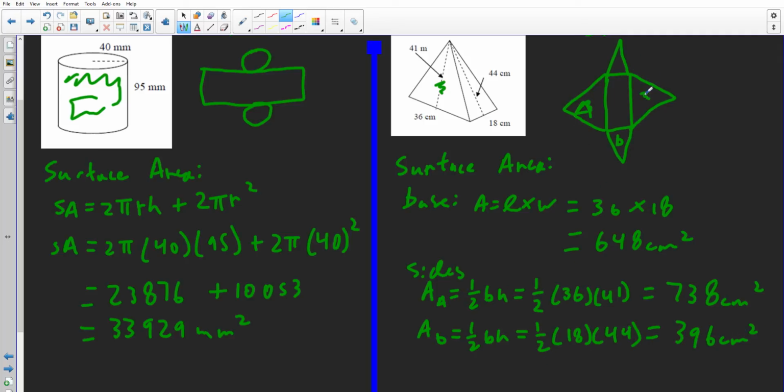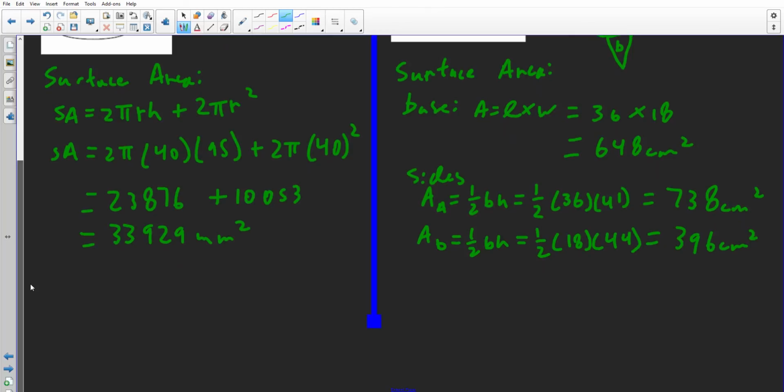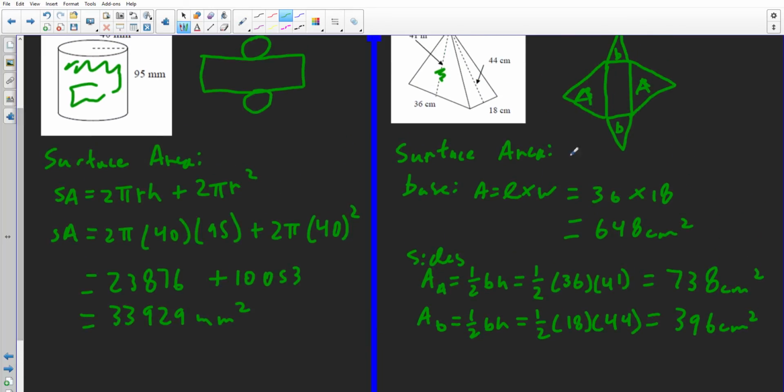Now, what about the two other sides? Well, they're exactly the same as side A and side B. So you actually have two side A's and two side B's. So, well, we could just find the area of side A again and the area of side B again. Why would we do that, right? We might as well take advantage of what we can. Why would we calculate things twice if we can just do them once? So we have already found the base, side A and side B.